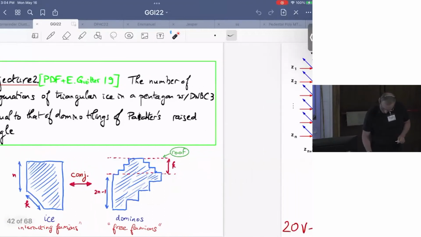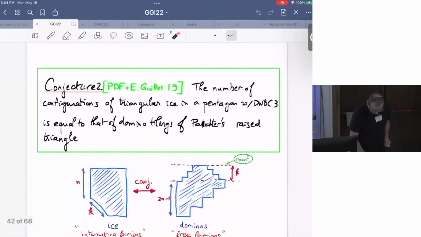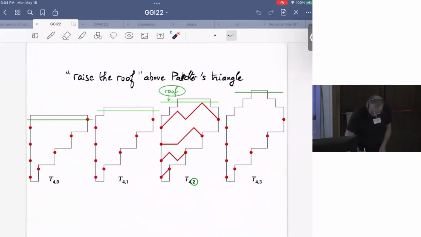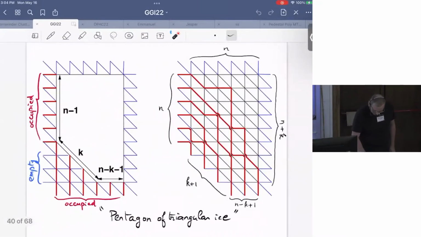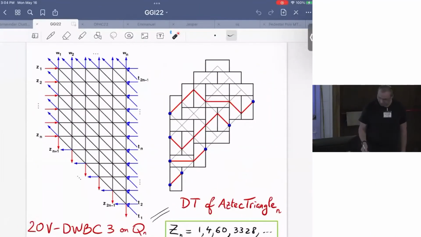Okay. All right. So this is the one case I know how to do. So it's by pushing. If you push the roof to infinity, basically. So no more roof here. And then if you go down as much as you can, you will have a quadrangle instead of a pentagon, right? So this is this situation. On the left, the 20 vertex quadrangle. On the right, the raised top Aztec triangle. And they're enumerated by my third sequence, which is 1, 4, 60, 3328. Okay. And that I can prove.